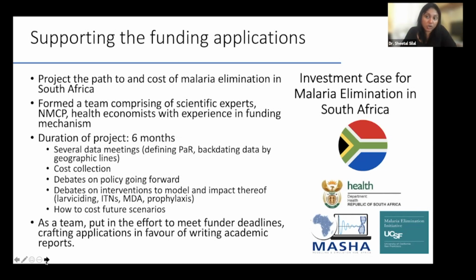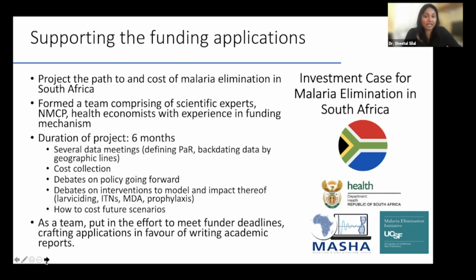And so there was a need to establish this investment case, to project the path to and the cost of malaria elimination in South Africa, because if we were going to go for elimination in a couple of years' time, there needed to be a target pot of money dedicated towards malaria elimination. And until then, in 2018, with competing health risks like HIV and TB, malaria was really not considered a problem in South Africa at all. And so there was this need to allocate these funds for malaria elimination if we were going to go for elimination.